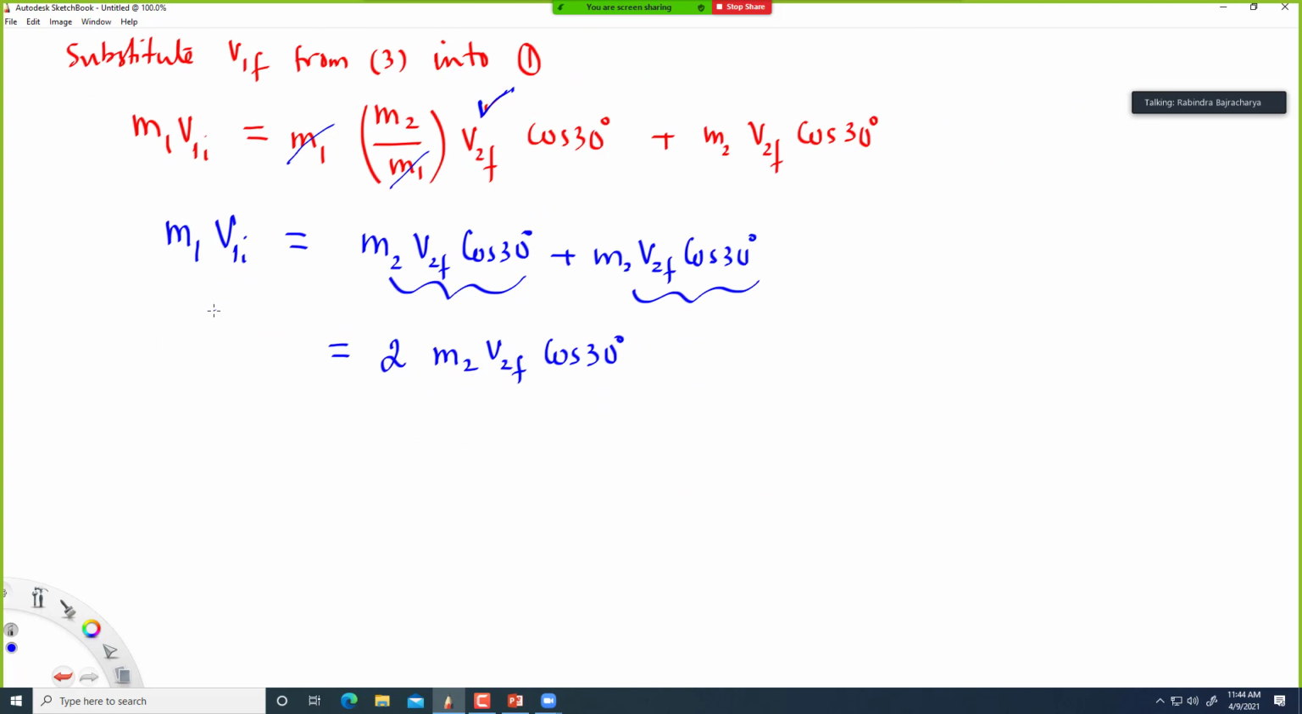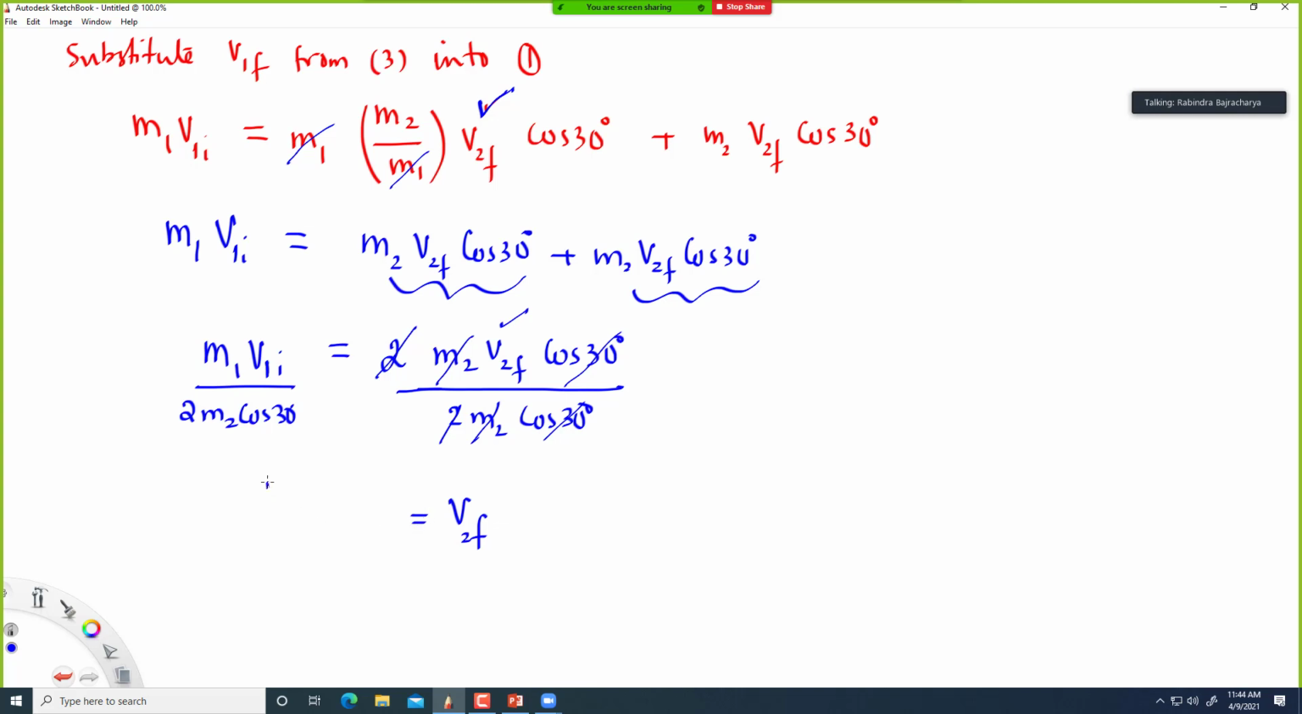How do you do that? You want to get this, so you divide both sides by the things you don't want on the right side. So 2M2 cosine 30 degrees, 2M2 cosine 30 degrees. Cancel 2, cosine, cosine, M2, M2. So then you have V2F equals M1 V1I over 2M2 cosine 30 degrees.